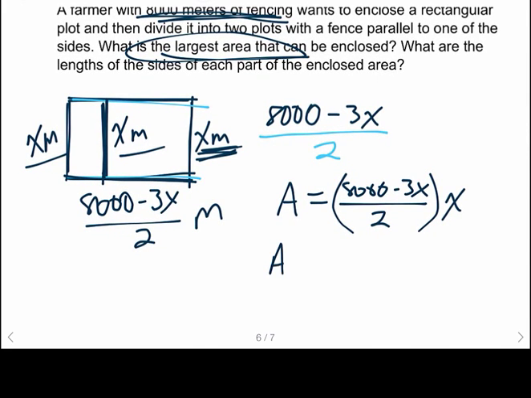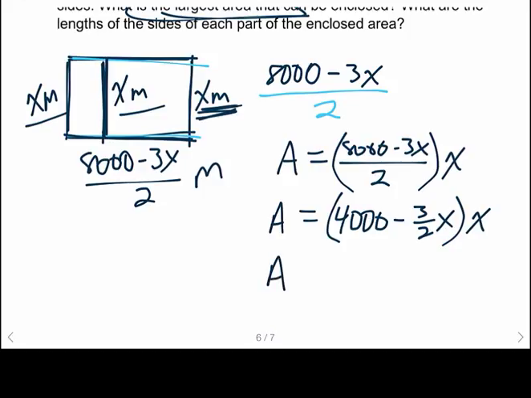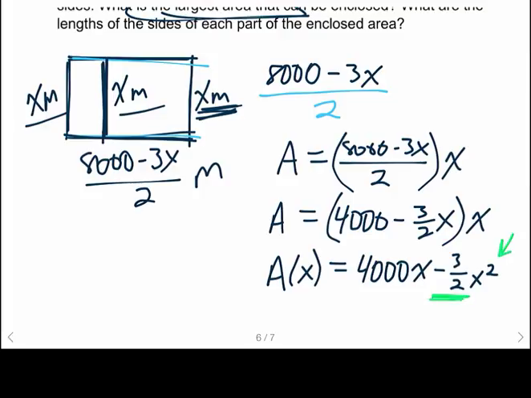This area is now, if I simplify, 4,000 minus 3 halves x, that quantity times x. And so the area as a function of x is equal to 4,000 x minus 3 halves x squared. As suspected, this is a quadratic. The leading coefficient is negative. Well, it's not leading the way I've written it, but the quadratic coefficient is negative, which means this is, if we were to graph it, a parabola that opens down and therefore has a maximum.